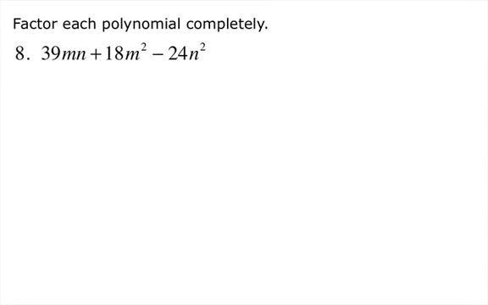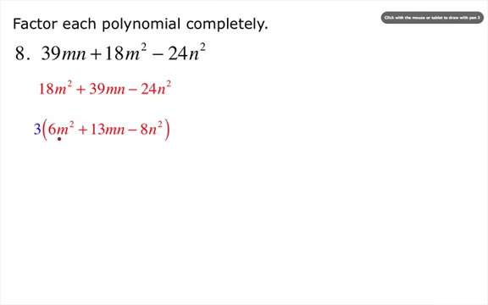Next one. These are the last two problems. So here's 8. Before I begin factoring number 8, I notice that this is not in standard form. So I put it in standard form, and this is what I get. In addition to putting it in standard form, I also recognize that there's a GCF of 3. So I pull it out. Now I'm going to apply the X method on this trinomial.